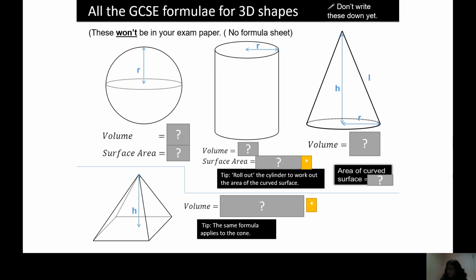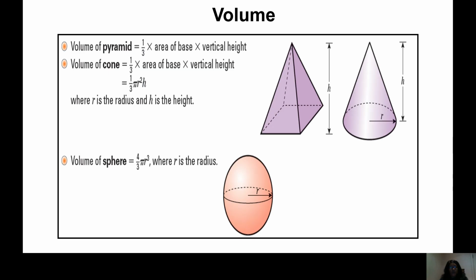Okay, so we're going to move on now, concentrating on the volume of these 3D shapes. The volume of a pyramid is 1/3 of the area of the base times the vertical height. Remember, it's always the vertical height. The cone is the same, 1/3 base area times the vertical height. The sphere is different, it's 4/3 pi r cubed. Again, I'm going to give you time to take a picture of this.